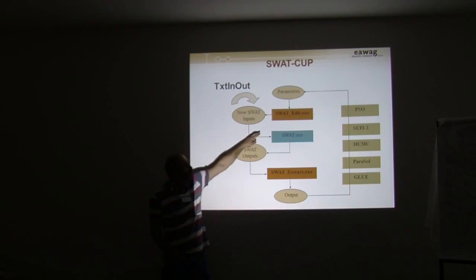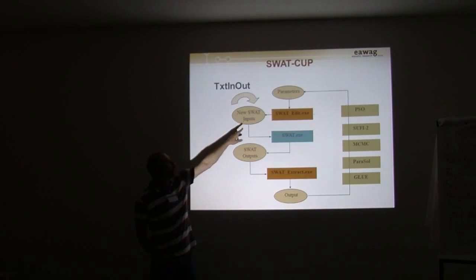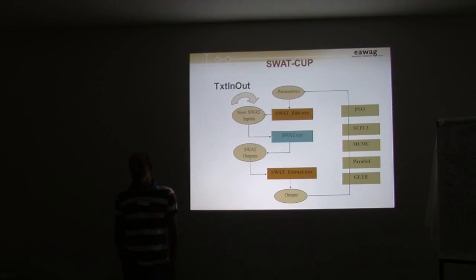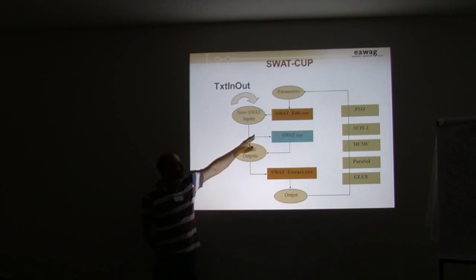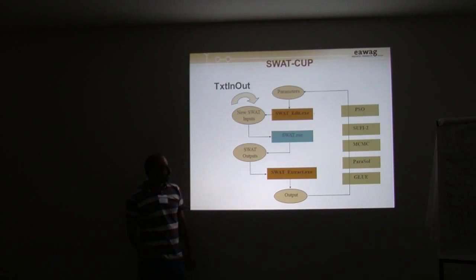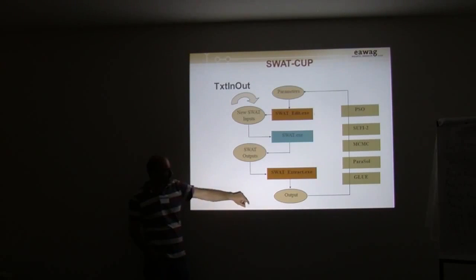Then there is a program called SWAT Edit. This program puts those parameters into the SWAT files. You may have thousands of SWAT files, and each parameter has to go exactly to the right HRU and so on. So you need a program to do that, and SWAT Edit does that. Then you run the SWAT exe file, whatever version, 2009, 2012, and so on. And then you get SWAT output.